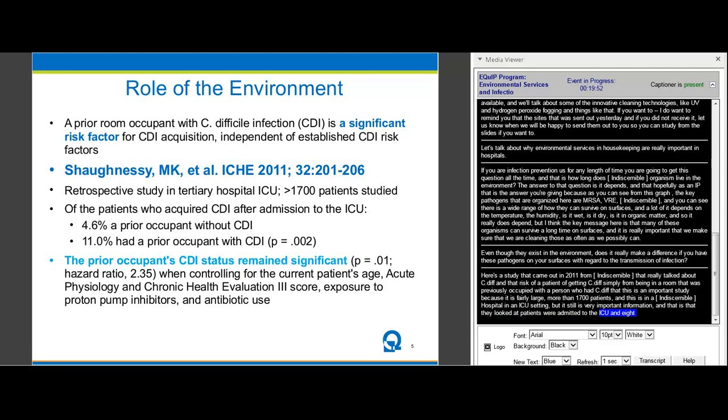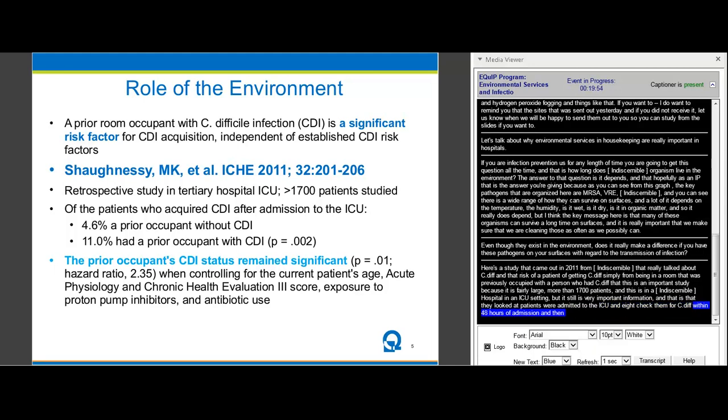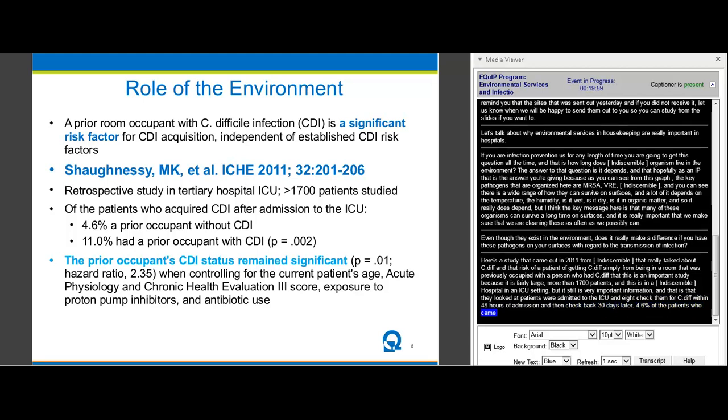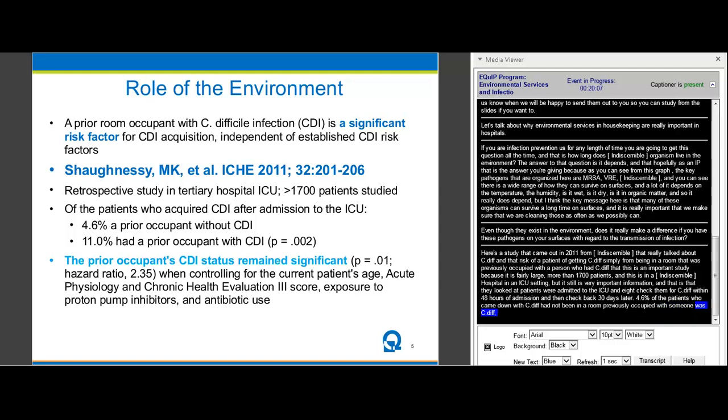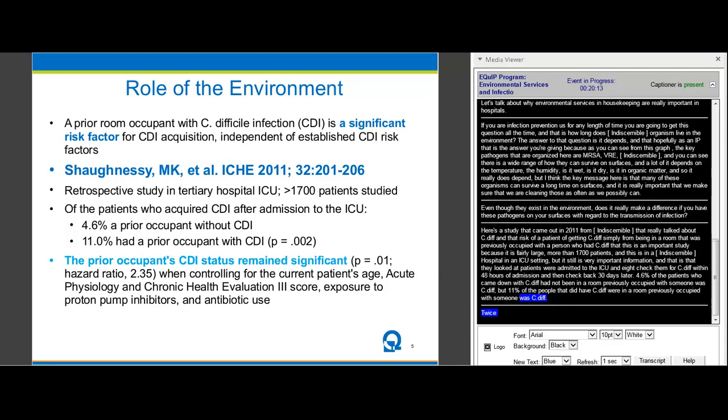And 4.6% of the patients who came down with C. difficile had not been in a room previously occupied with someone with C. diff, but 11% of the people that did have C. diff were in a room previously occupied with someone with C. diff. So twice as likely to come up with C. diff if the room was previously occupied.